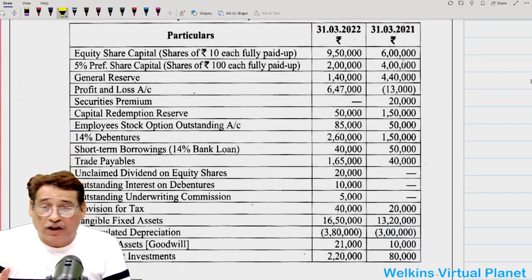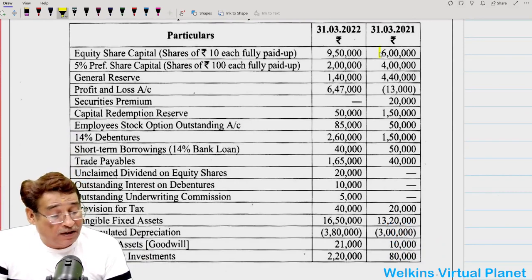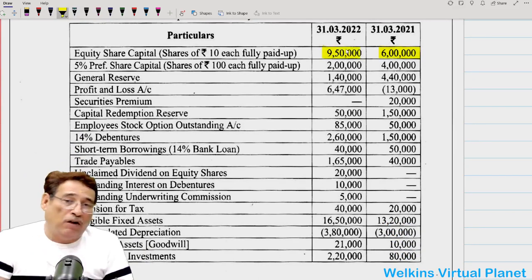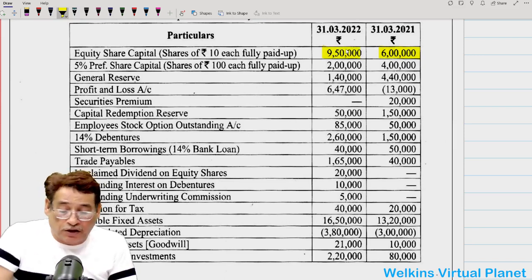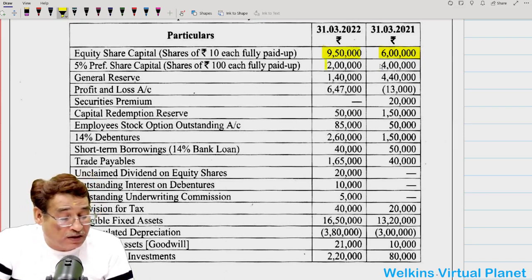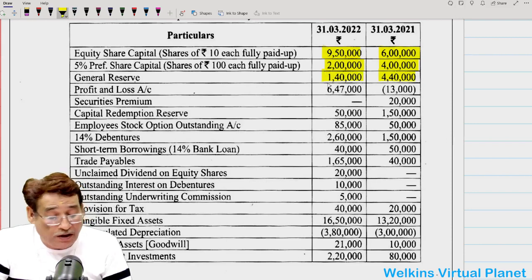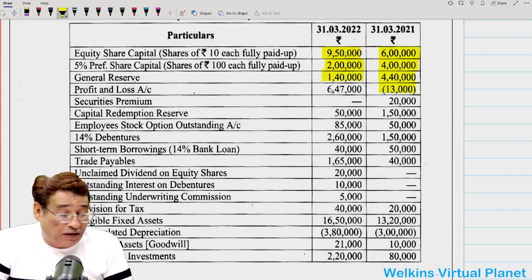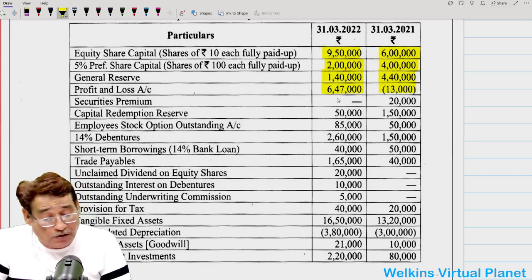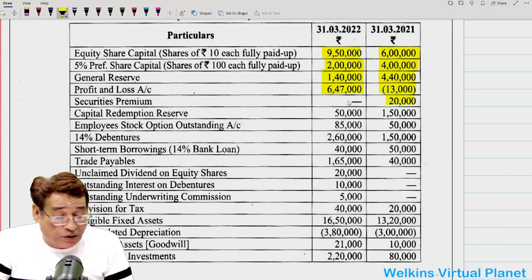First of all, you need to take care of this particular fact: previous year and current year. Immediately bring down the balances, prepare the equity share capital account. Similarly, you have in this case preference share capital in the beginning, now 2 lakh. General reserve in the beginning 4 lakh, now 1 lakh 40. Profit and loss account in the beginning minus 13,000, closing balance positive 6,47,000. Security premium in the beginning is 20 and now nil. Capital redemption reserve 1,50,000, now 50, and so on.